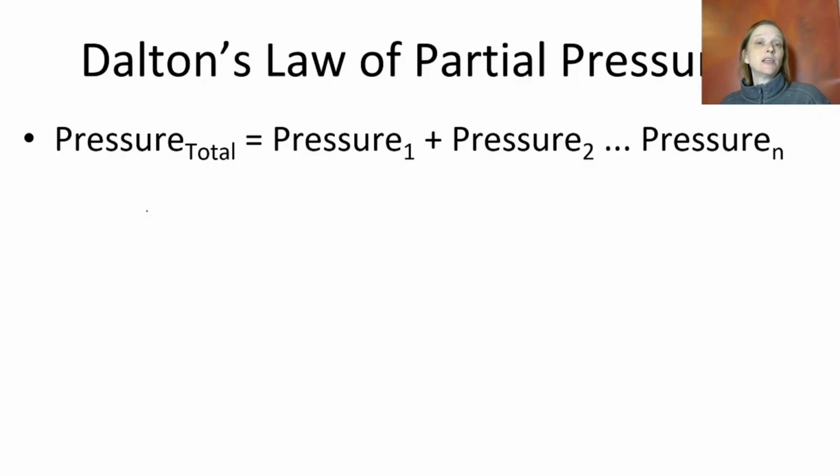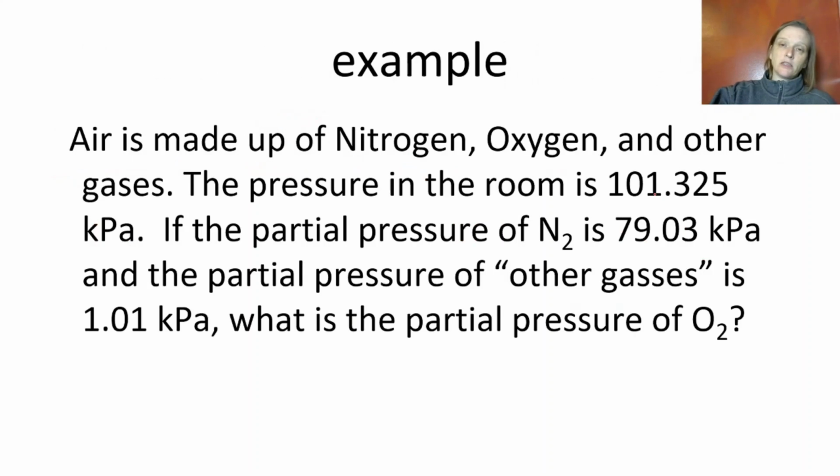Dalton's law states that the total pressure of the mixed gas is the sum of the pressures of the individual gases in the mixture. However many gases there are in the mixture, each gas contributes to the overall pressure. I think this will make more sense by looking at an example problem. Air is made up of nitrogen and oxygen and other gases, but it's mostly nitrogen and oxygen. About 99% of it is nitrogen and oxygen.